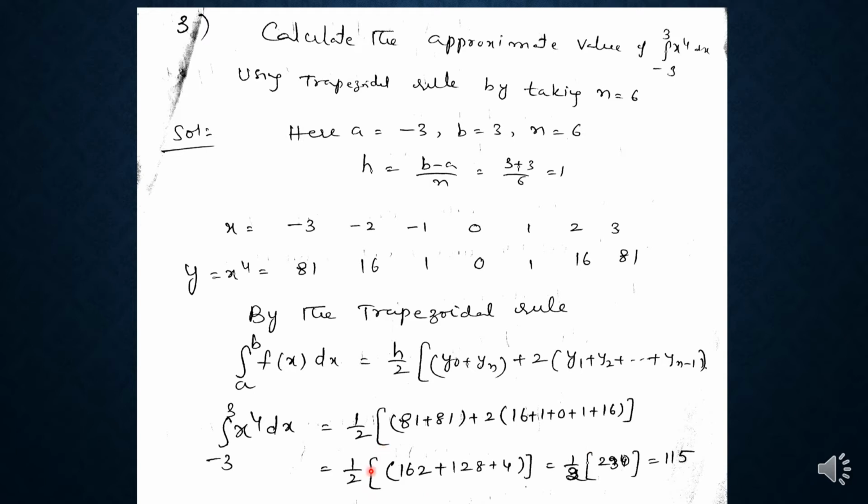So by simplification, half into 81 plus 81, that is 162, plus 2 into 34, that is 68. 162 plus 68 is equal to 230, divided by 2, that is equal to 115. So 115 is the solution for this problem.